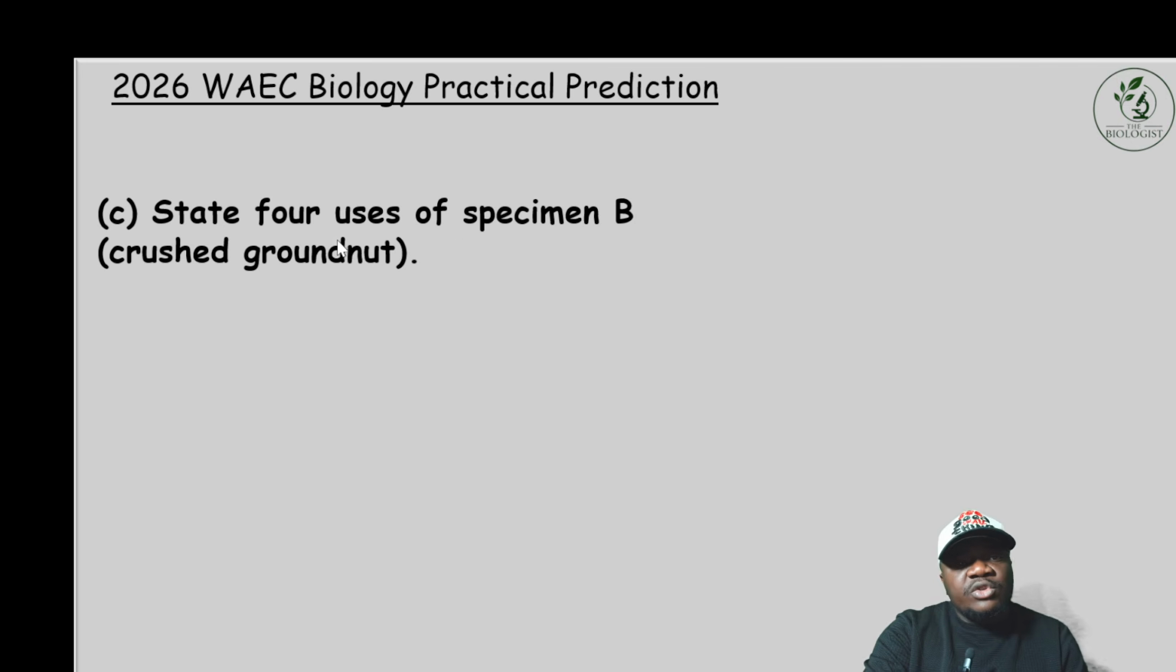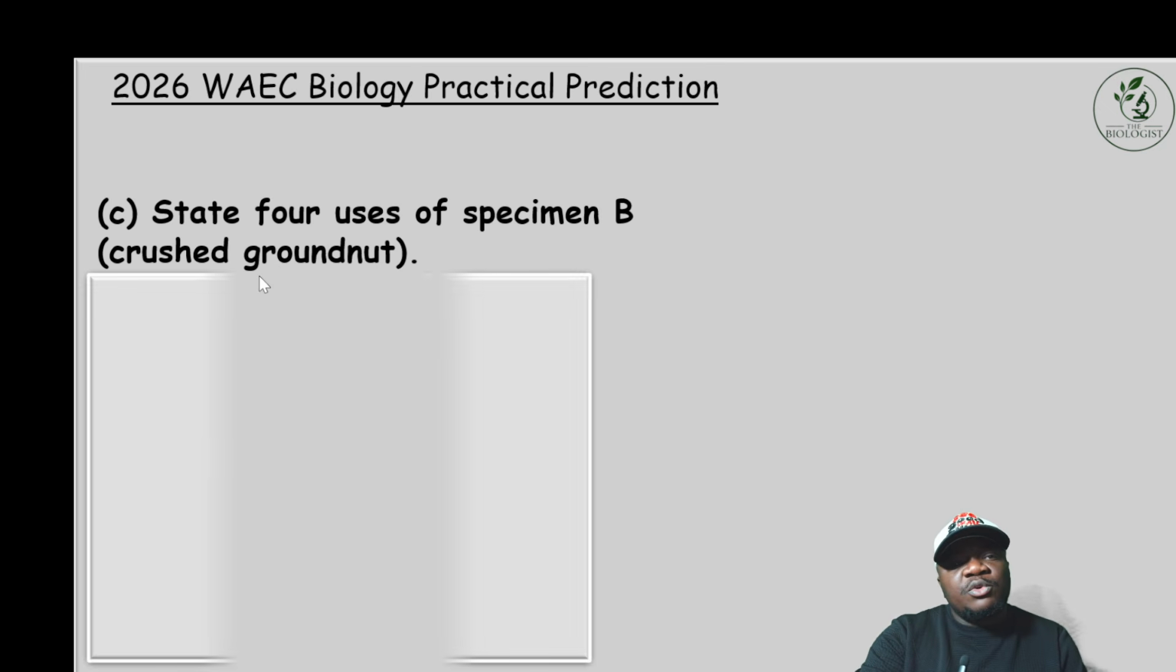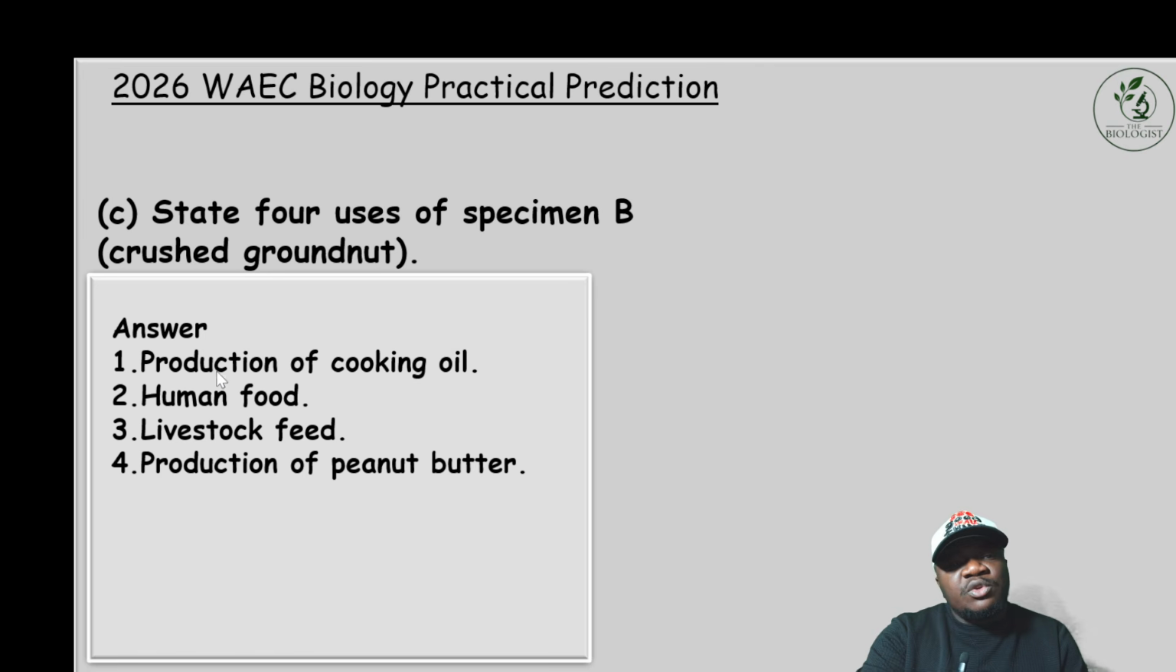State four uses of specimen B. So we have the crushed groundnut, and it is very important. When you crush the groundnut, you can use it for a lot of things. You can use it to produce cooking oil, for human food, livestock feed, and production of peanut butter. This is crushed groundnut, not the groundnut pod, and it's very good for livestock.